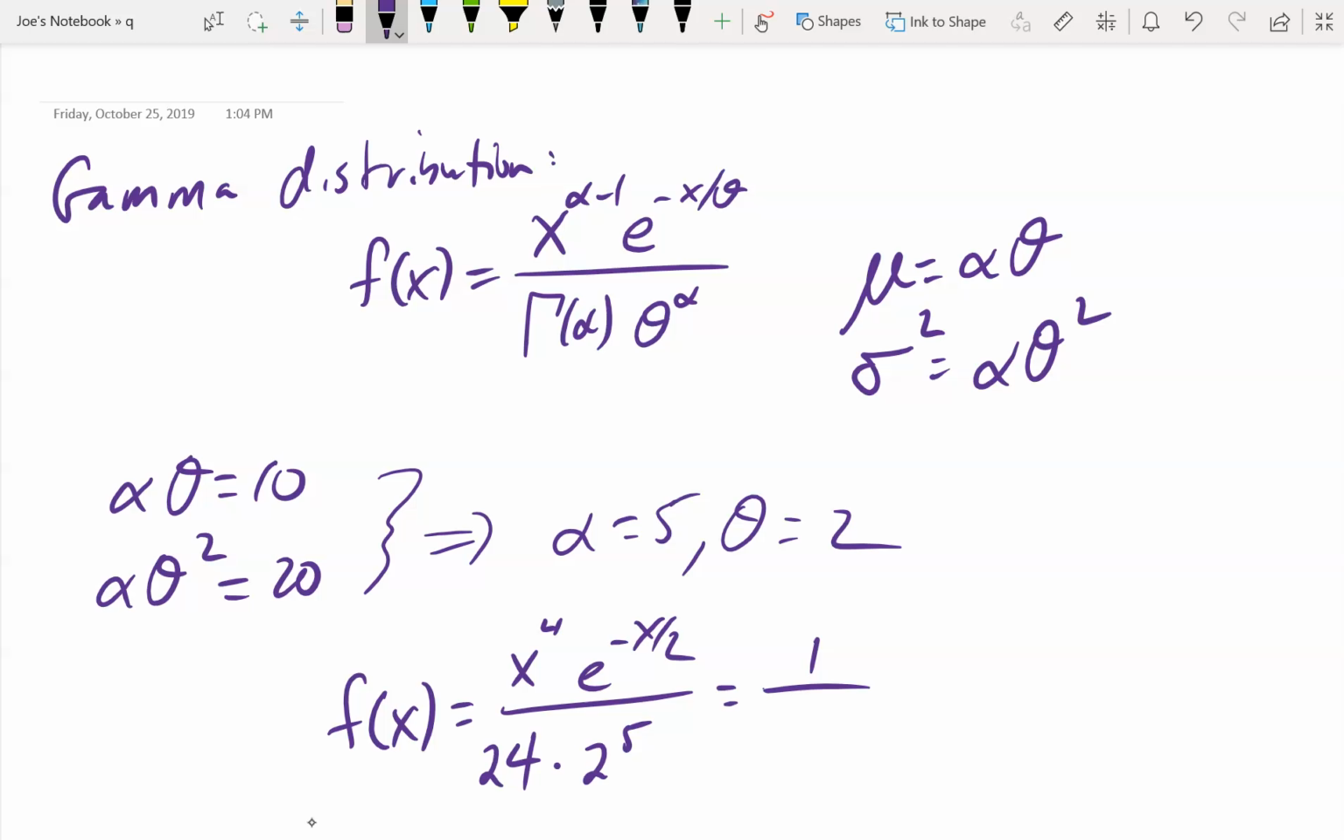That's a little bit too much for me. What's 32 and 24? Two to the fifth is 32. You multiply 32 times 24.